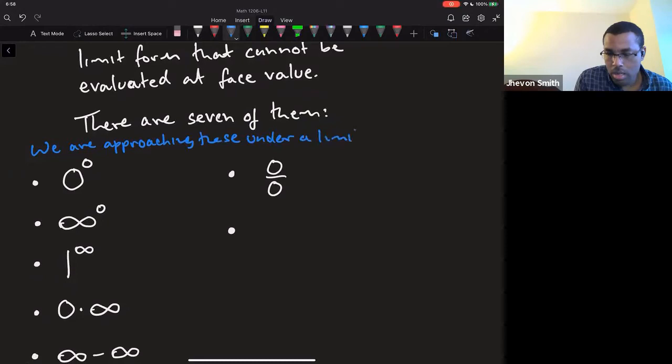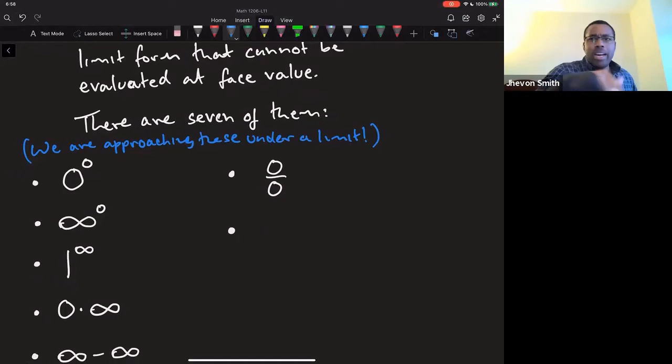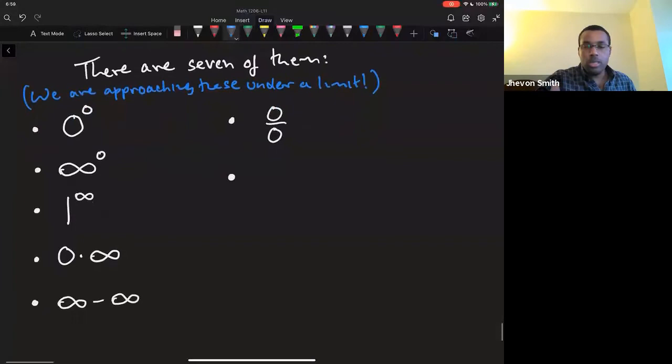Right? So it's not like someone actually tried to plug zero to the zero into their calculator. That obviously doesn't make any sense. But things are getting closer to zero or infinity in these particular patterns. Another one would be infinity over infinity.